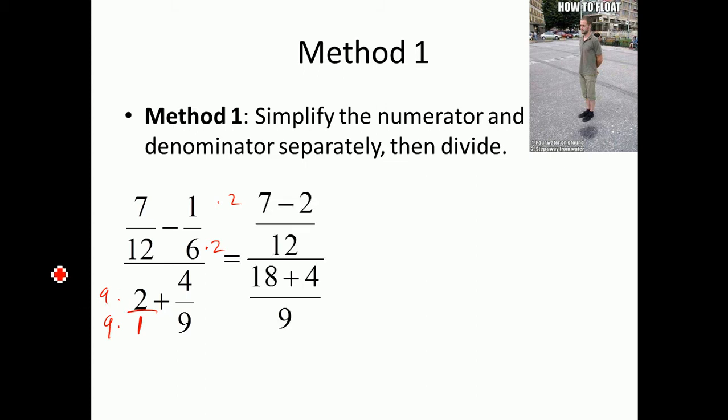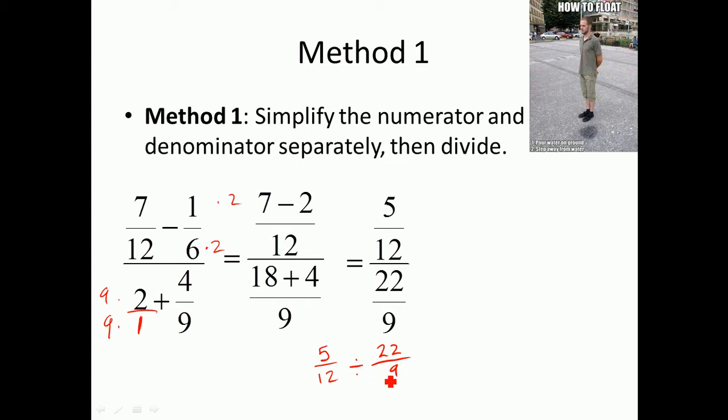So if I'm taking care of each one of those, then I should end up with 7 minus 2 over 12 in the top, 18 plus 4 over 9 in the bottom. Now, separate fraction problems. And once I solve it, I should get 5 twelfths over 22 over 9. Now, here's the thing. This is a division problem, ladies and gentlemen. In other words, this is really 5 twelfths divided by 22 over 9.